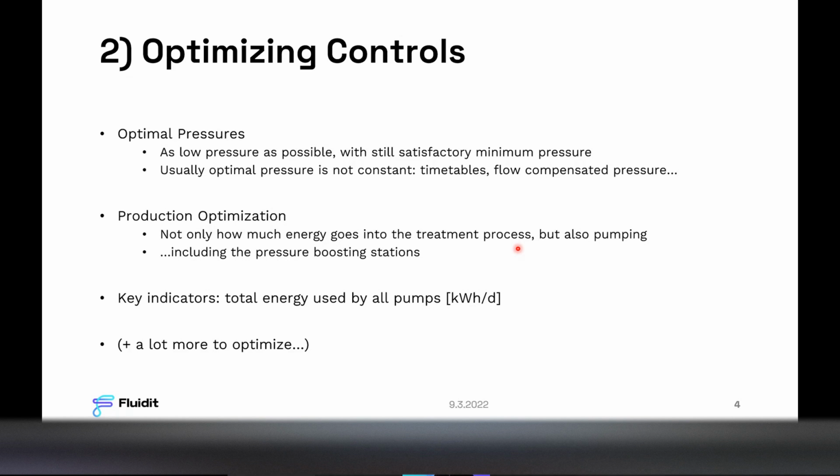Thus, you can't simply be looking at a single water treatment plant and start optimizing that. You might simply end up spending more energy somewhere else in the network, say at a pumping station, and end up with more energy consumed than previously. That's why I think it's important here to always look at the big picture. In the end, the key indicator is the total energy used by all pumps.